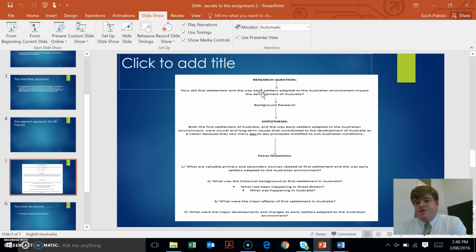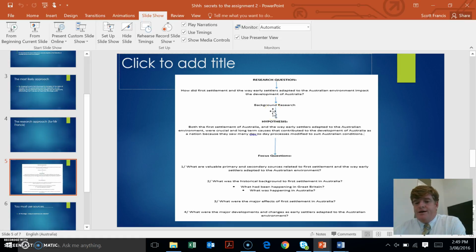And to start the research process, I want to pose a research question. So my question, the thing I'm looking at as I start the research, is: how did first settlement and the way early settlers adapted to the Australian environment impact the development of Australia? Now in class today, those students who were there, they did this. If you weren't there, then that's something you can do for homework and have that ready for the next lesson. But after the research question comes your background research.